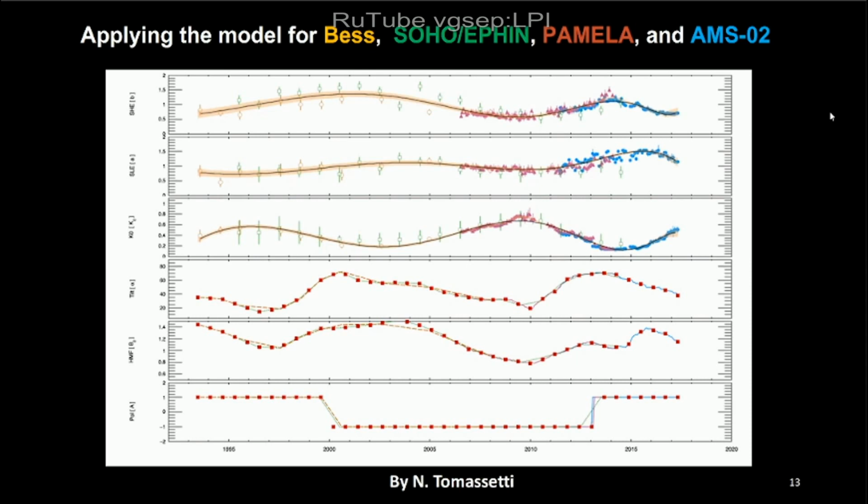Okay, we found this kind of modeling using AMS and Pamela. But in order to cover more solar cycles, we applied the BESS and SOHO data, which are not monthly, just going back to the 90s to cover more solar cycles, to see how the propagation time evolves using those data.